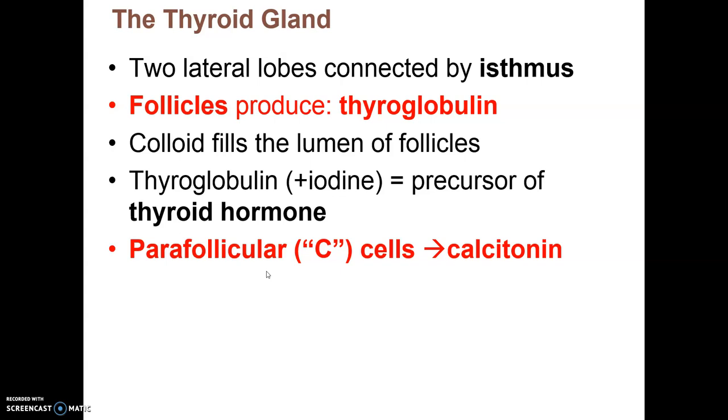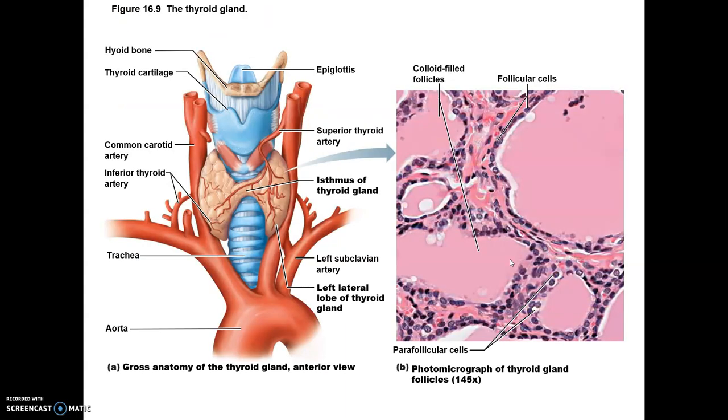Parafollicular cells, as the name says, para means perimeter, around. So parafollicular cells are also known as C cells. They are not inside the follicle, they are outside of the follicle, and they produce calcitonin.